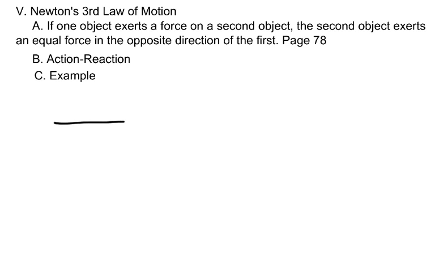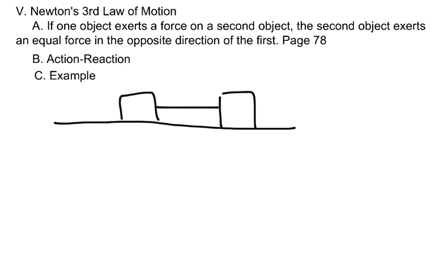Again, let's have the ground, and this time we're going to have two blocks here. They're tethered with a rope between them. And there's a rope in the front where someone or something is pulling on this rope. So there is an applied force. Something is pulling on this rope.